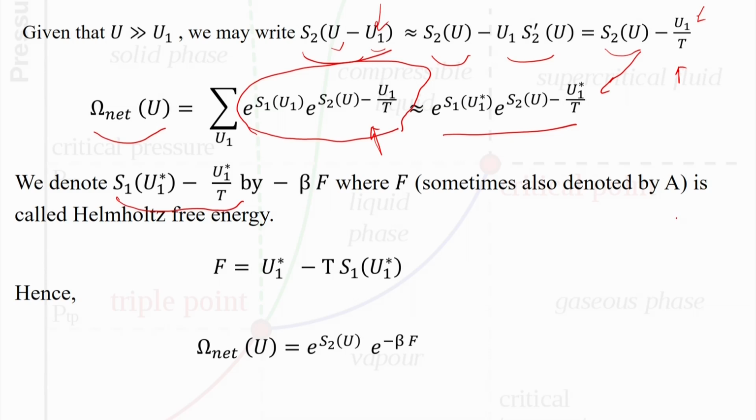A is from a German word for work that starts with A. But anyway, F and A are common letters that denote what we call Helmholtz free energy. So, Helmholtz free energy can be thought of as this difference: the most probable internal energy of the system minus the absolute temperature times the entropy of the system at its most probable internal energy.